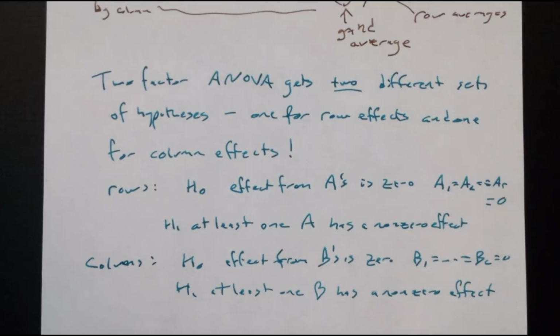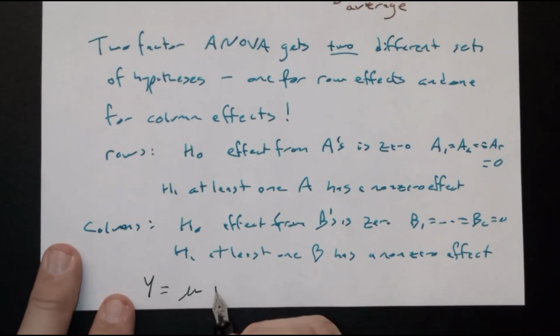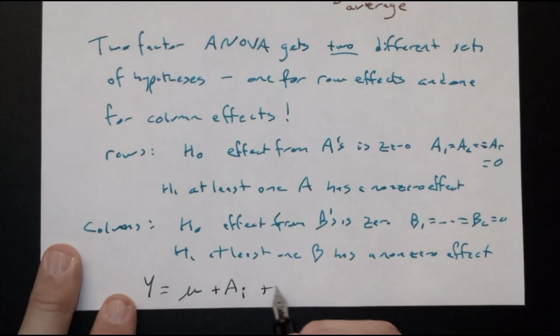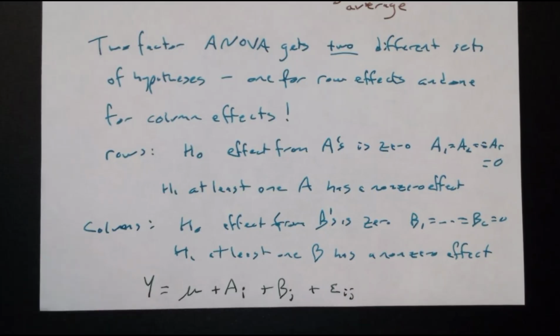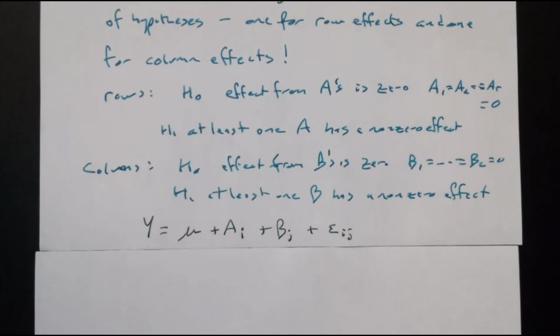If my linear model says we have some overall big average in my population, then there's some effect caused by all the A's, some effect caused by all of the B's, and then some little random bit of error that might depend on each treatment. If my null hypothesis is true, then all of the A's contribute nothing, and all of the B's contribute nothing. And any variation is due to random error.